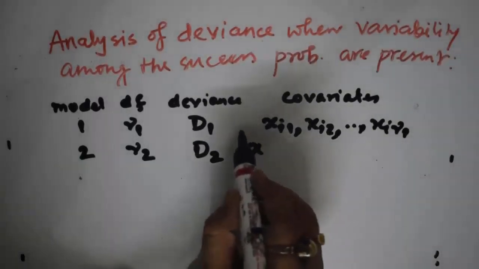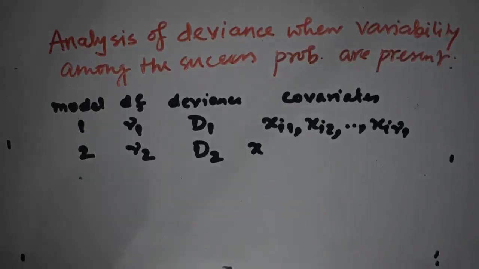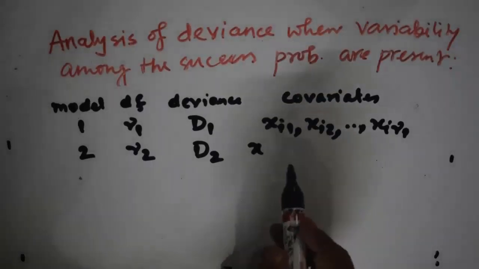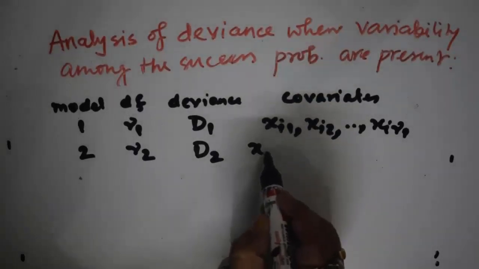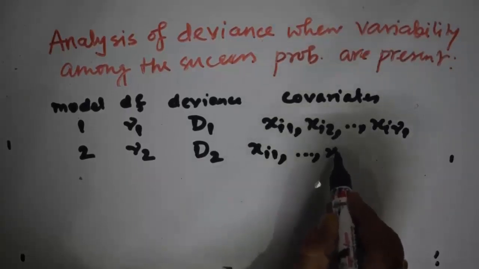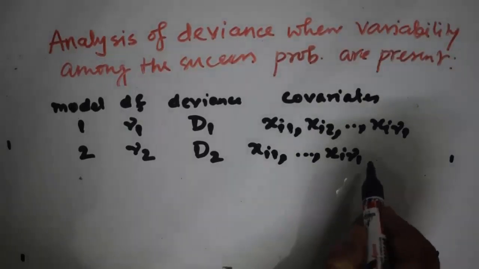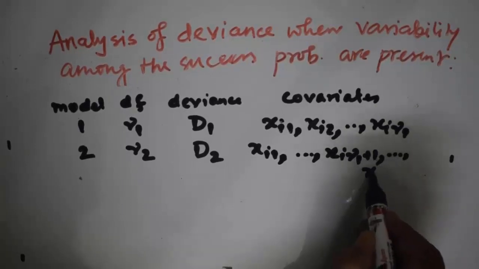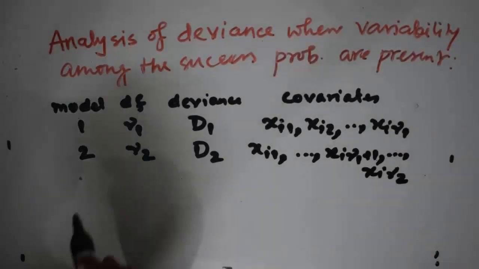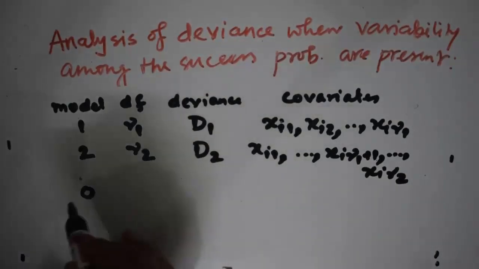For model 1, we consider only gamma 1 covariates. For model 2, we consider gamma 2 covariates, which is greater than gamma 1. So this should be like that, and this is the reference model.